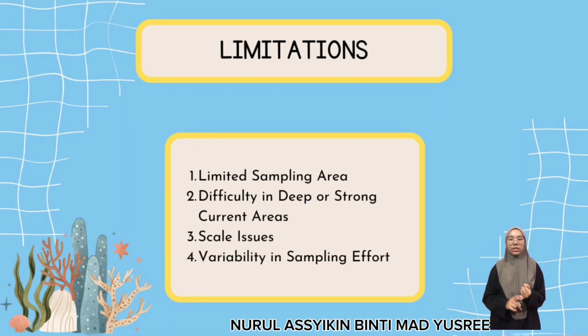For the limitations, first, the limited sampling area may not fully represent the overall fish community composition. Next, strong currents can be challenging for divers and may limit feasibility. Third, microscale interactions and fine-scale habitat features might be overlooked. Lastly, variability in sampling effort can affect the accuracy of data comparison between different transects or sites.